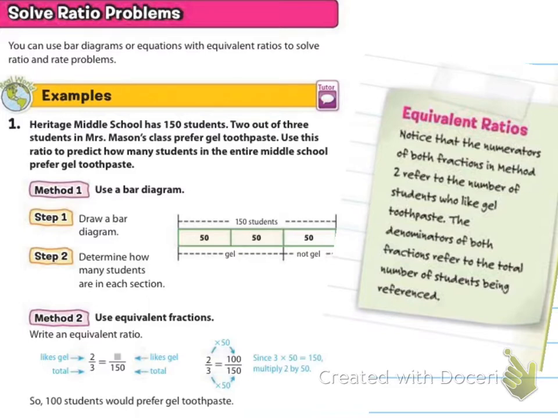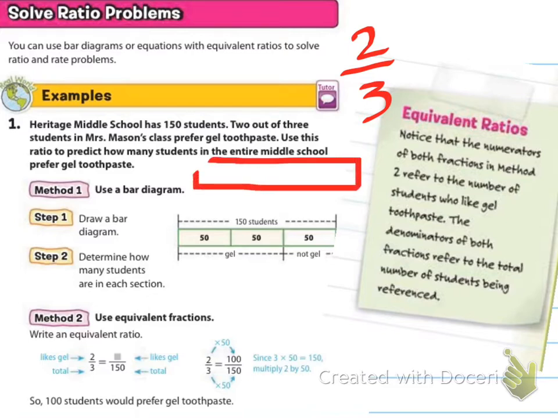So using the idea that it's a 2 to 3 ratio, that for every 2 kids, or out of every 3 kids, 2 of them like gel toothpaste, we would just set this up as a ratio table. So we're saying here's, we're not going to use the ratio table, we're going to use the diagram. So we've set up this bar, and this is what I'd like for you to be copying right now. We've got the 3 spaces because it's 2/3. So 2 out of 3, right?